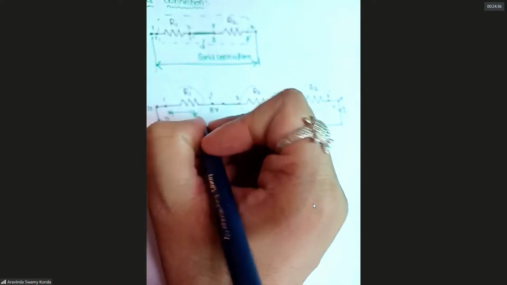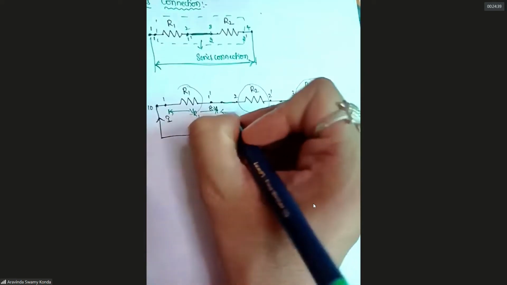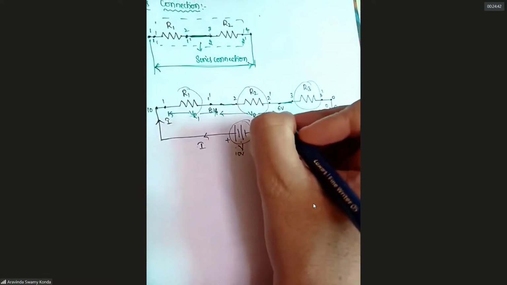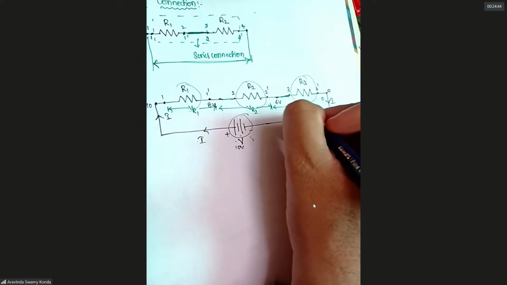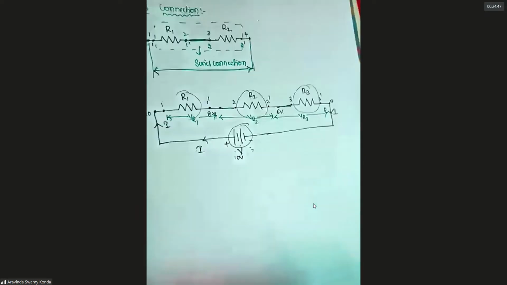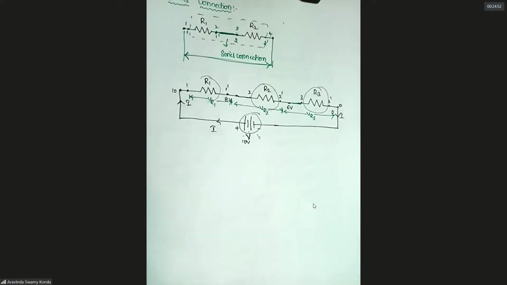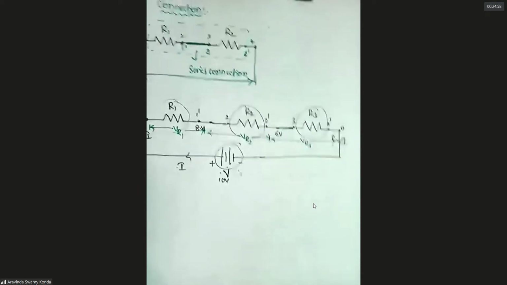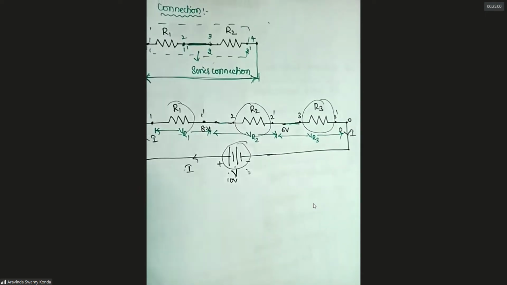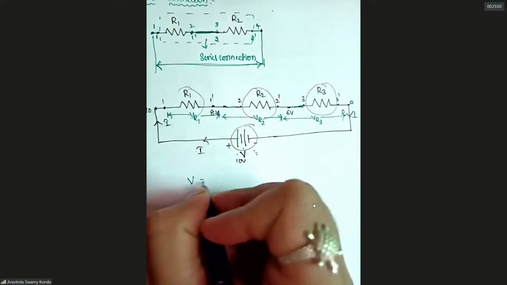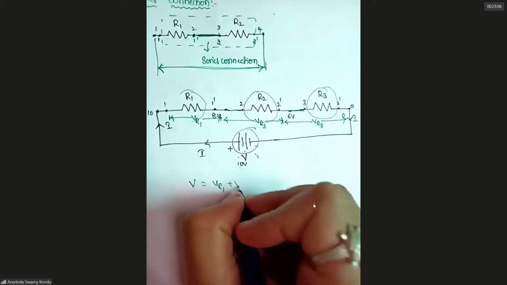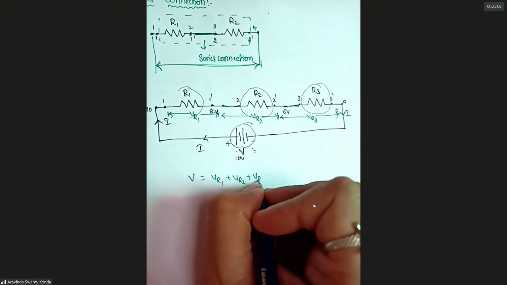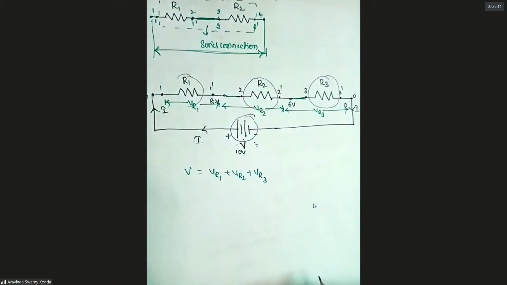Yes, sir. So I'm assuming that this is the voltage drop across the first resistor VR1, VR2, VR3. So what do you know from KVL? According to the law of conservation of energy, V equals VR1 plus VR2 plus VR3. Am I right or wrong?